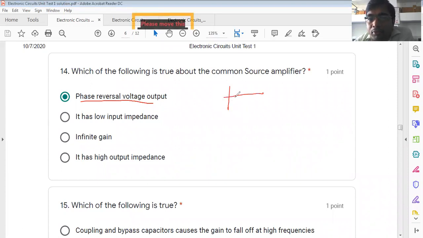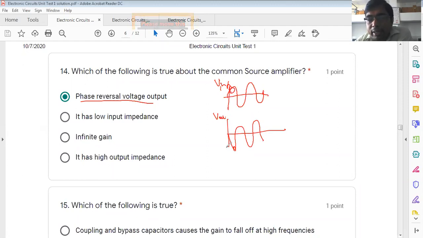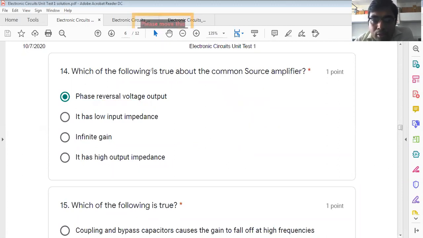signal. So if you apply a sinusoidal signal like this to the input terminal, the input voltage to the common source amplifier, you would get the output with a 180 degree phase difference. Okay, so when there is a positive peak, there is a negative peak. So 180 degrees out of phase, that we have already learned. So here the correct answer would be phase reversal of the voltage output.